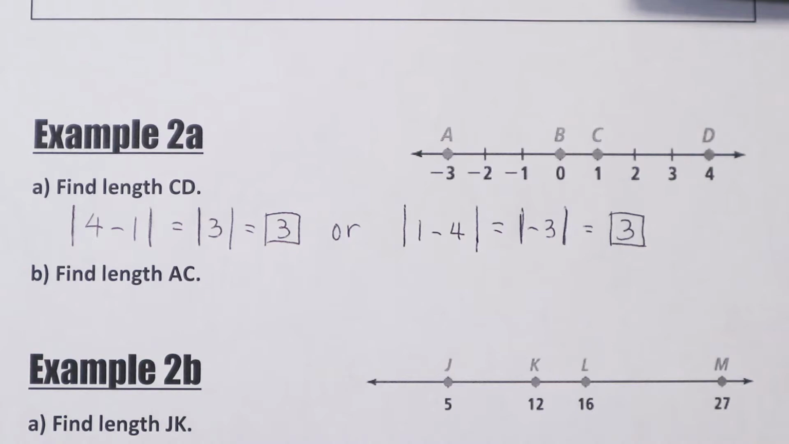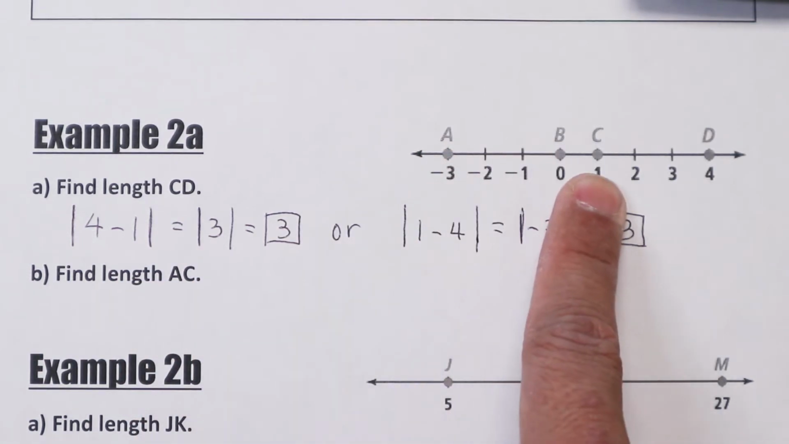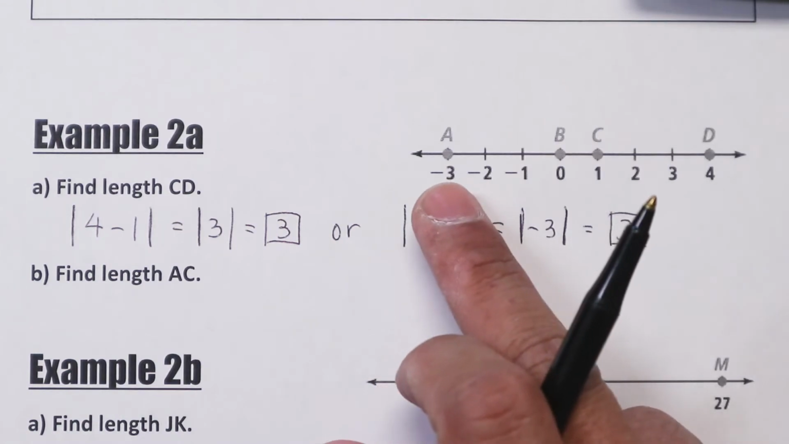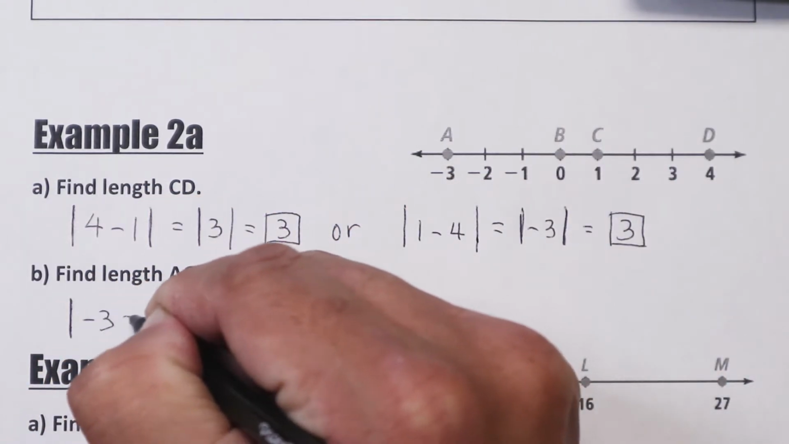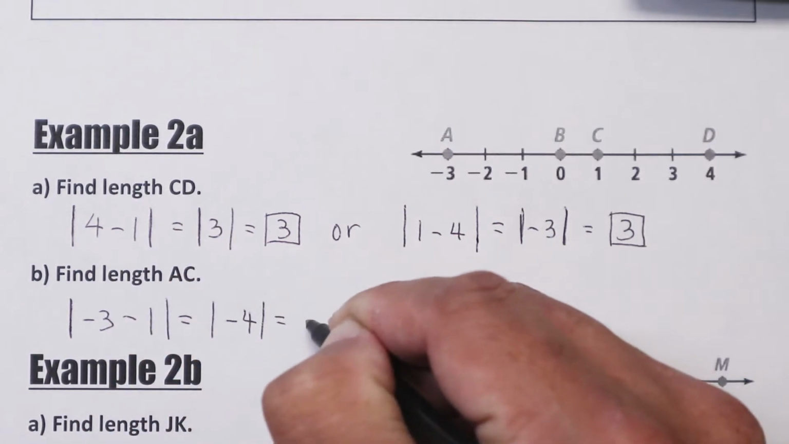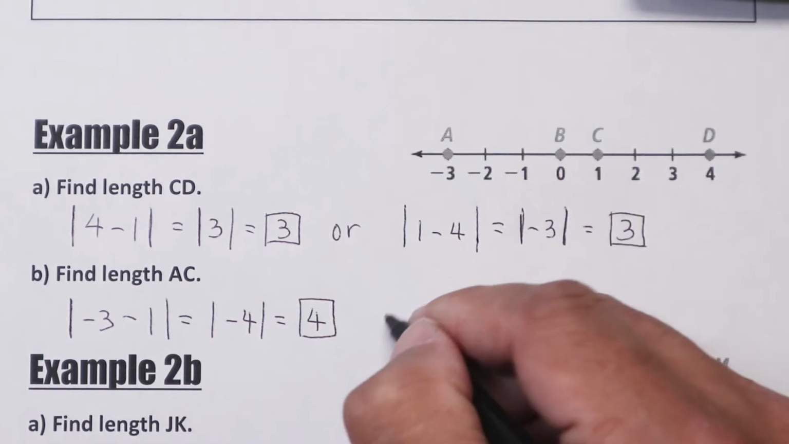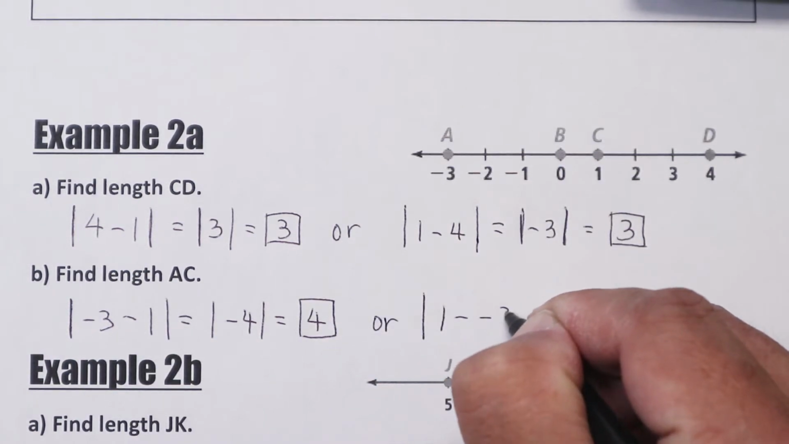Okay? Likewise, let's find length AC now. I see that A is here, C is here. So without counting, we're going to subtract these 2 numbers. So you're going to put negative 3 minus 1, which is absolute value of negative 4, which is positive 4. Or you could subtract the other way. You could do 1 minus negative 3.